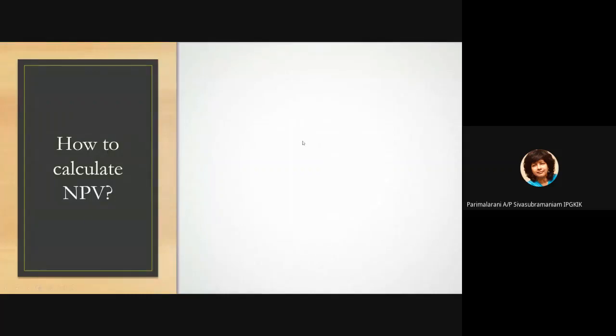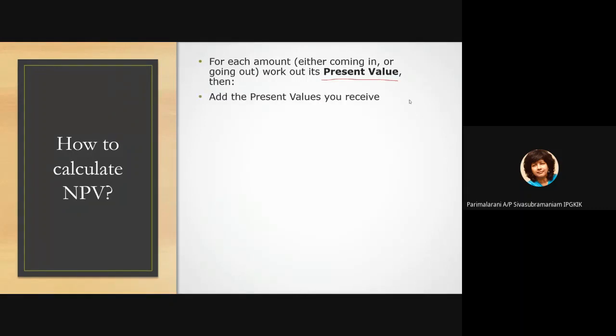Okay, how to calculate NPV, okay? First, for each amount, whether it's coming in or going out, you have to find the present value, okay? NPV means net present value. Therefore, you must calculate the present value for all cash flows, okay? Then add the present values you receive, total it all together, okay? Subtract the present values you pay.